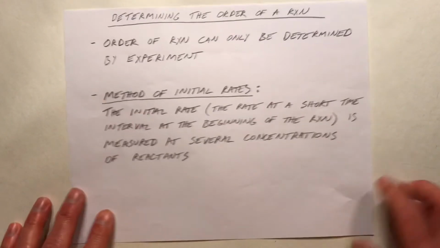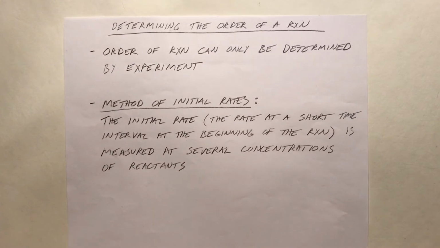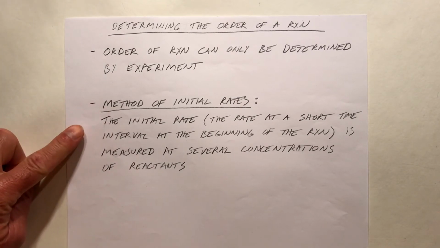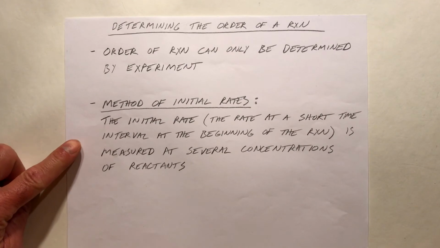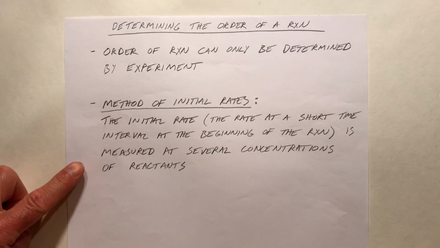So let's go over determining reaction order. What's really important here is that the order of reaction can only be determined by experiment. We have to have some experimental data that we can consider. We're going to be using the method of initial rates. The initial rate, the rate of the reaction at a short time interval at the beginning of the reaction, really the instant when the reaction starts, is measured at several concentrations of reactants.